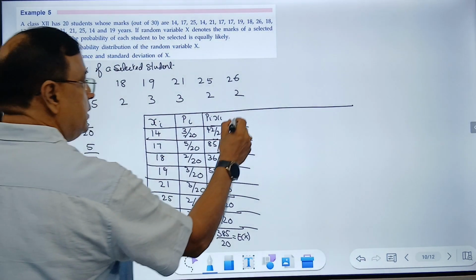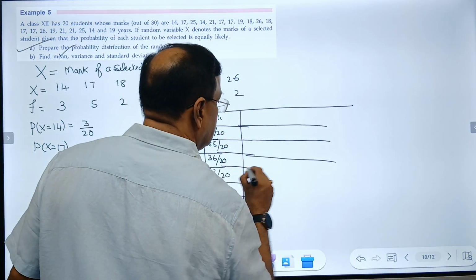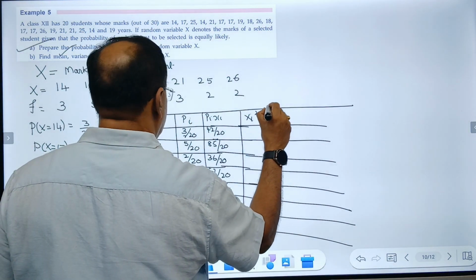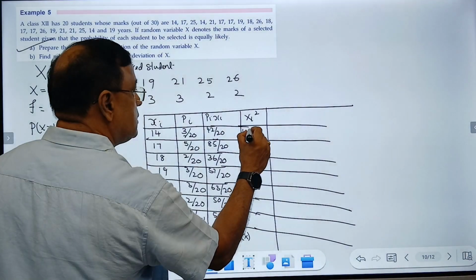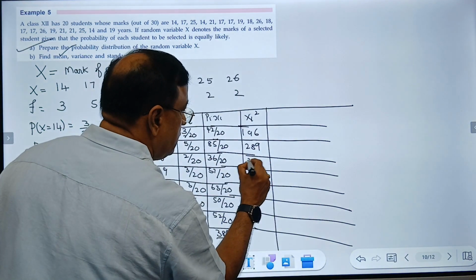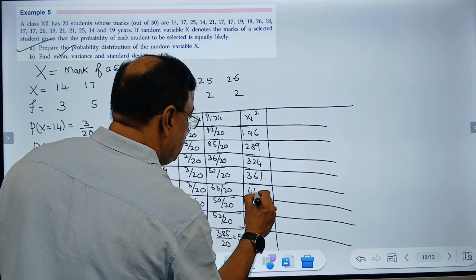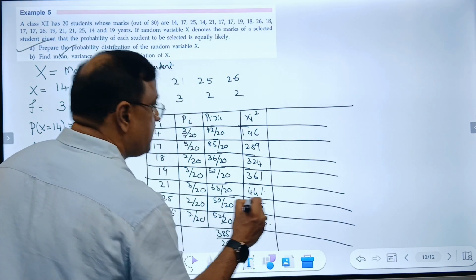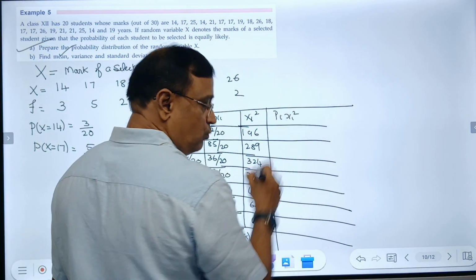Now next I want to find the variance. For that, first I find xi square. I square all of these. So when I square all this, what do I get? 196, 289, 18 square is 324, 19 square is 361, this is 441, this is 625, and this is 676. Now you find pi xi square, which is a little lengthy.